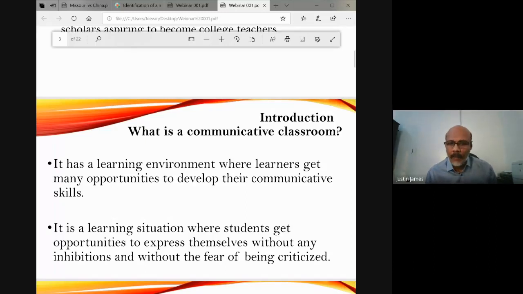Moreover, a communicative classroom is a learning situation where students get opportunities to express themselves without any inhibitions. What I mean by inhibition is that students in our situation, in our culture, find it difficult to express themselves, partly because of the cultural condition, partly because of their lack of knowledge in that particular language, as well as lack of experience in using that language. Therefore, they continuously nourish a fear inside them that if they make a mistake, others may laugh at them or criticize them. By using a communicative classroom, we can reduce this fear and motivate them to communicate without any inhibitions.